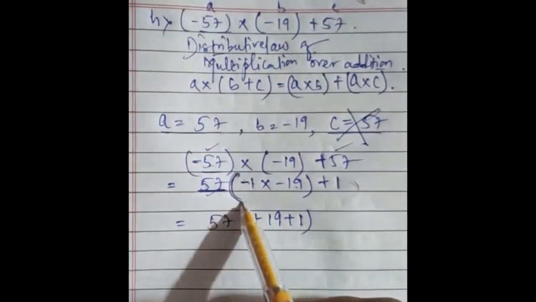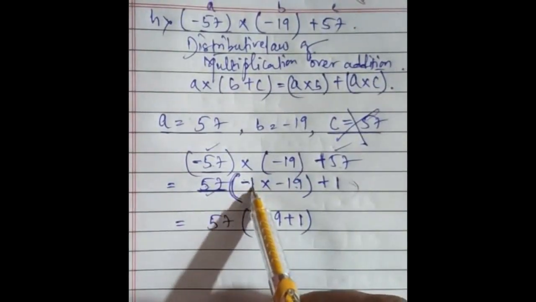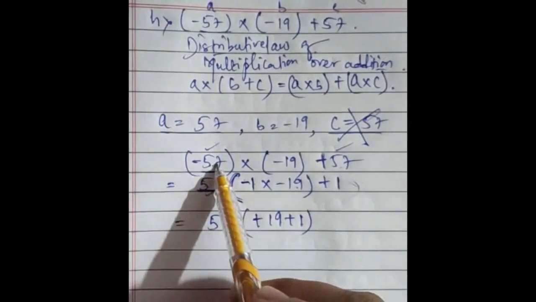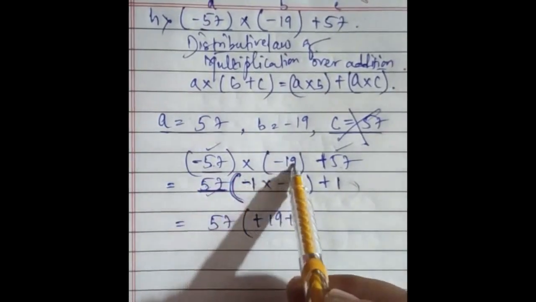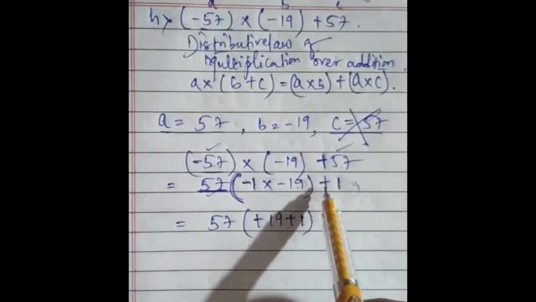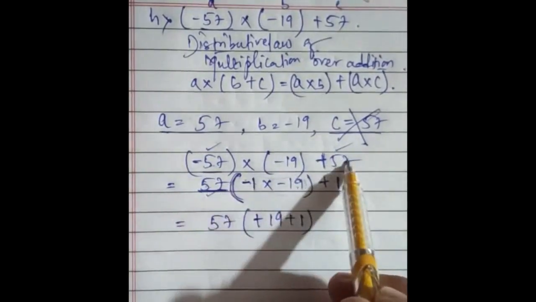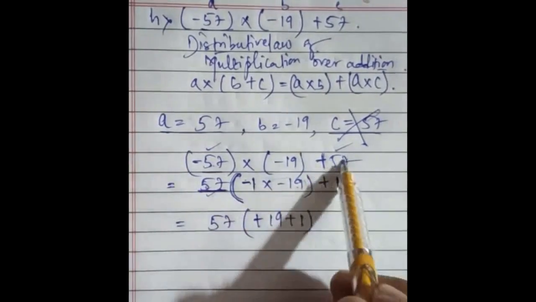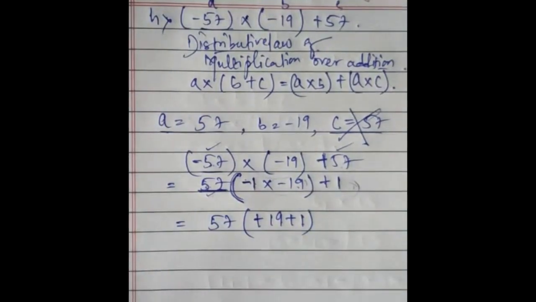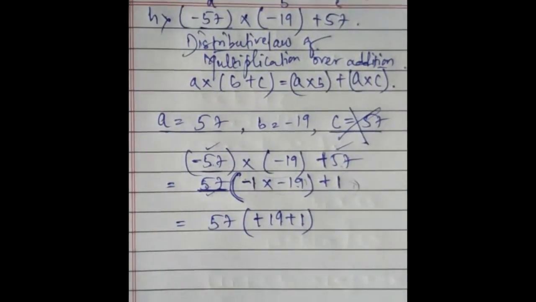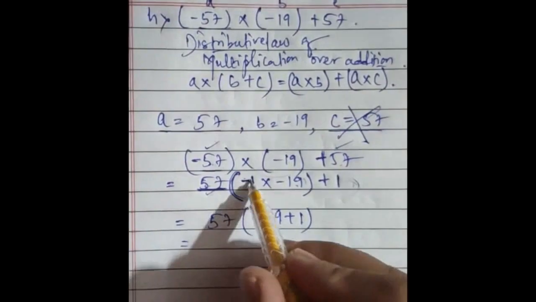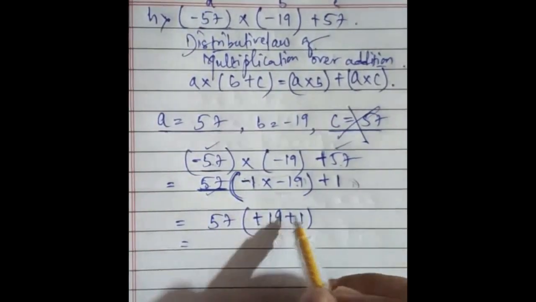So if I take common, it will be minus 1, minus 57 into 1 is minus 57, and then the remaining one, whatever is remaining, you'll write that, plus here we already have taken common here, so 57 1 is 57, isn't it? In such a way only common are taken. So minus is plus, 19 1 is 19 and plus 1.